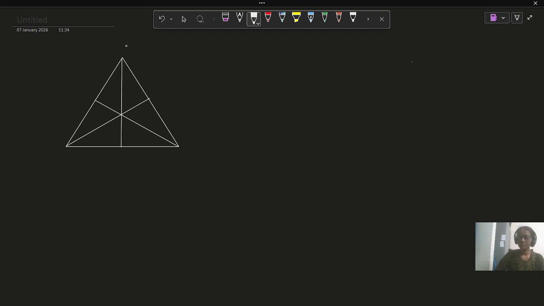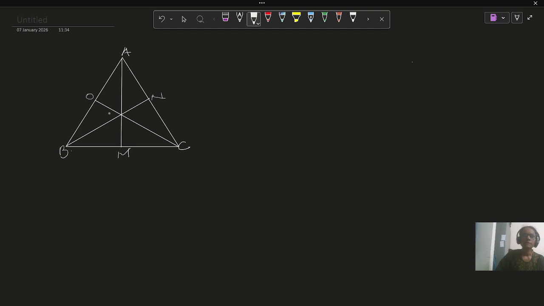For example, if it is a triangle, this point is A, and this point is B, and this point is C, right? I have drawn the median here. This is the median, and you already know what the median is, that this point is M, this is N, and this is O, right? Median is what? The line from the vertex to the opposite side, which divides the opposite side into two equal parts. Okay, this we already know.